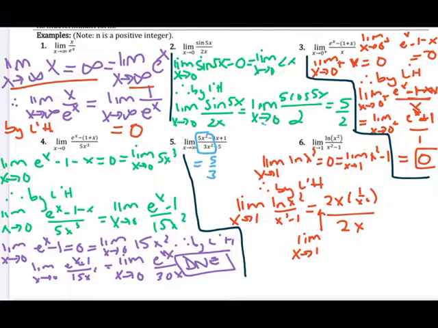So that original limit equals the limit as x approaches 1 of the derivative, which is going to be natural log of x squared is going to go to 2x times 1 over x squared, over the derivative of the denominator, which is just 2x. So now these 2x's are going to divide out. So this is really equal to the limit as x approaches 1 of 1 over x squared, which is just 1. All right, now we are going to look at some more examples.